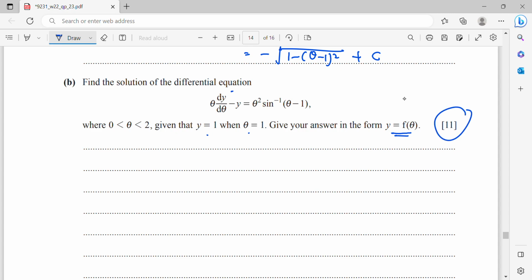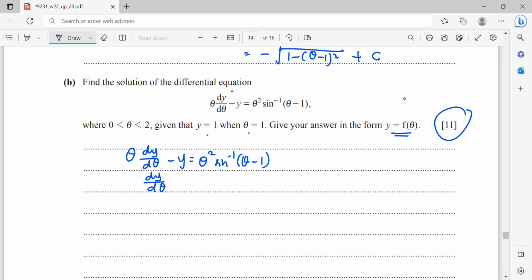So now, first of all, theta dy over d theta minus y equals theta squared inverse sine of theta minus 1. Since this is a first order differential equation, you might consider separable variables or integrating factor, but separable variables doesn't work here. Therefore, we need to apply the integrating factor.